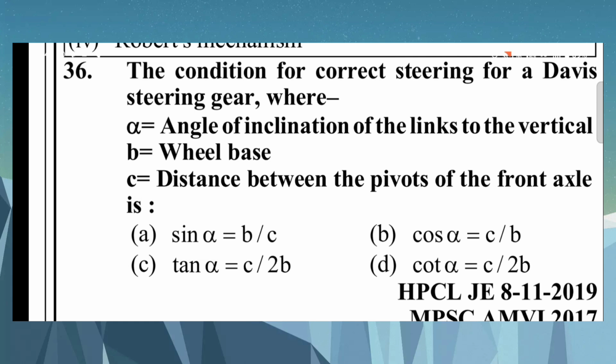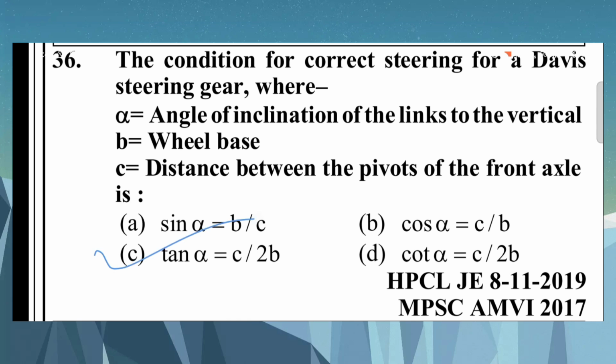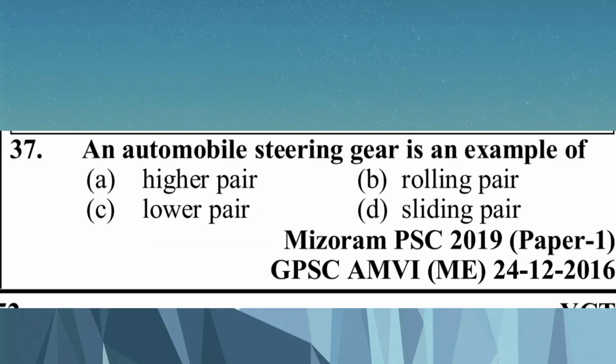Question number 36. The condition for the correct steering for a Davis steering gear, where alpha equal to angle of inclination of the link to the vertical, b, wheelbase, c, distance between the pivots of the front axle. A, sin alpha equal to b by c. B, cos alpha equal to c by b. C, tan alpha equal to c by 2b. D, cot alpha equal to c by 2b. C, tan alpha equal to c by 2b.